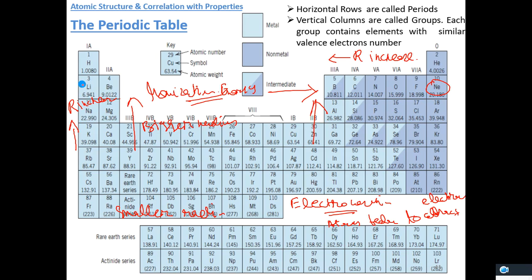And in this case you can see only 3 electrons are in lithium. In the case of neon we have 10 electrons. In the case of lithium we only have 3 electrons. So for lithium we need a small ionization energy to remove electrons, and for neon we need a large or higher ionization energy to remove an electron. Similar is the case for electronegativity.